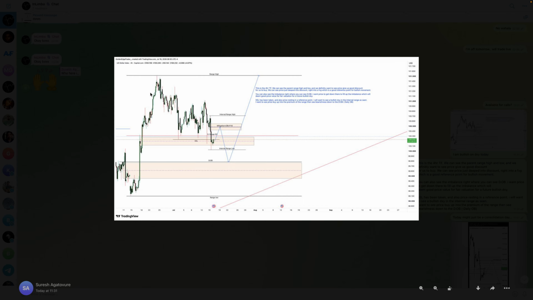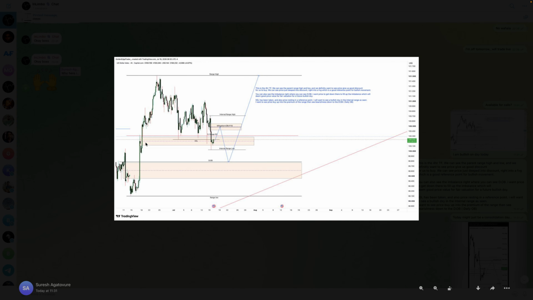So price has been trading all of it in premium. Now I want to see price give us good discount for buys. Order flow for the monthly DXY is bullish. All right, so get this point here down. We just want to keep on seeing buys on bullishness.